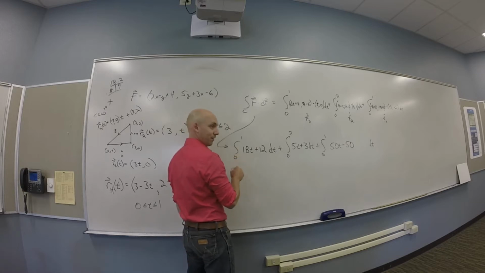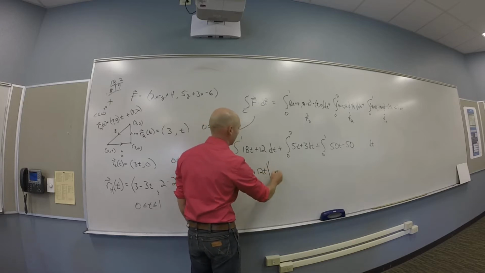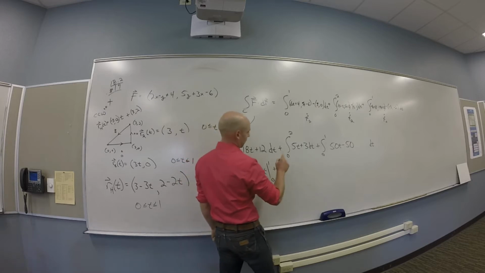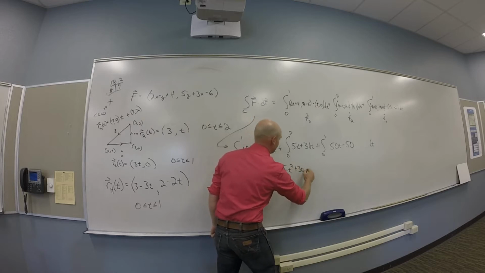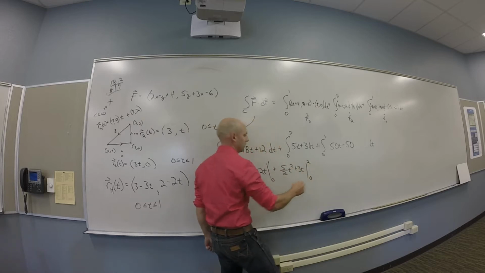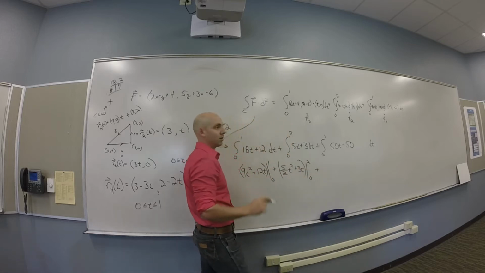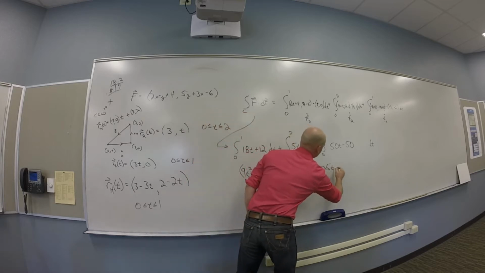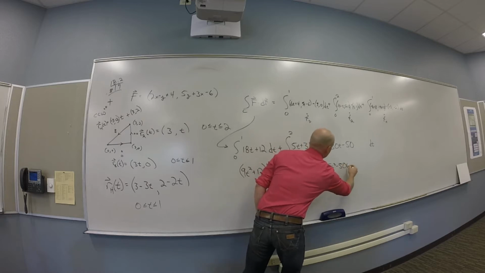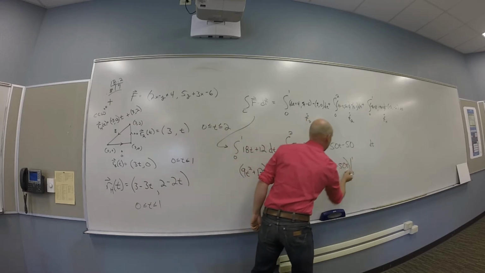So let's see, we get 9t squared plus 12t evaluated from 0 to 1, plus 5 halves t squared plus 3t evaluated from 0 to 2, plus 25t squared minus 50t evaluated from 0 to 1. I ought to put parentheses around my evaluations, right?